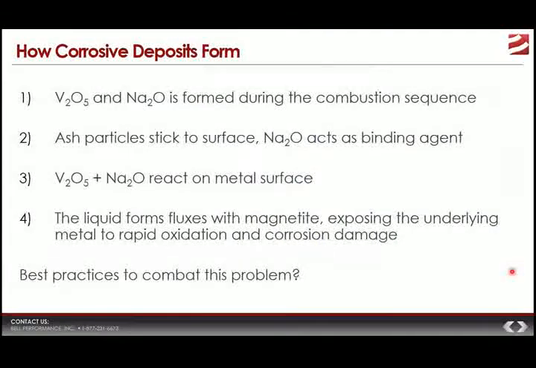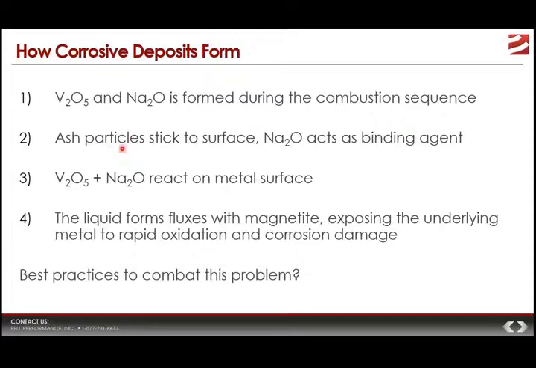So the composition of the fuel oil directly contributes to corrosion damage in these systems. So how do these corrosive deposits form? Well, it's rather a simple sequence, really. The first thing is that you get things like V2O5, which I believe is called a vanadate. A vanadate is actually a bunch of different things, but V2O5 is formed and sodium oxide is formed during the combustion sequence.